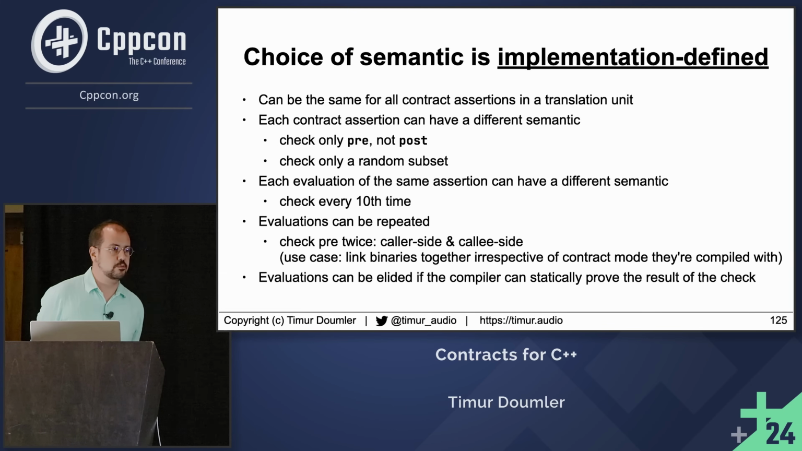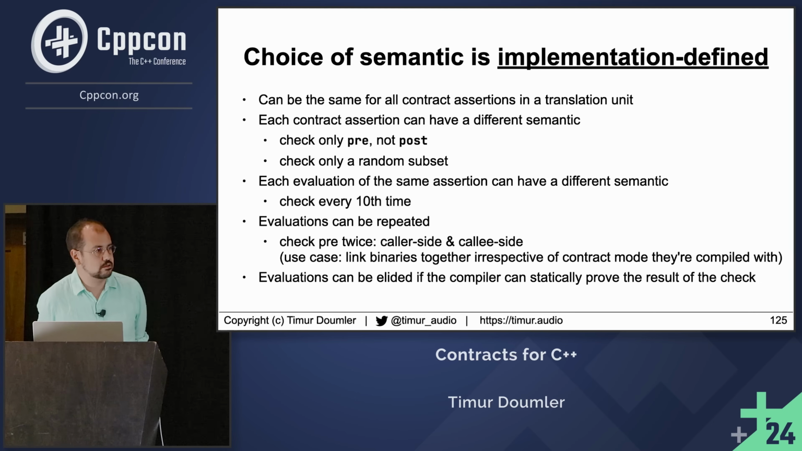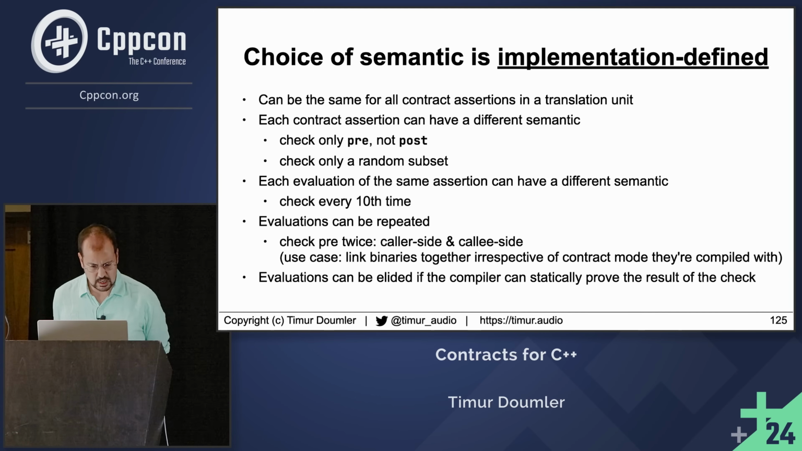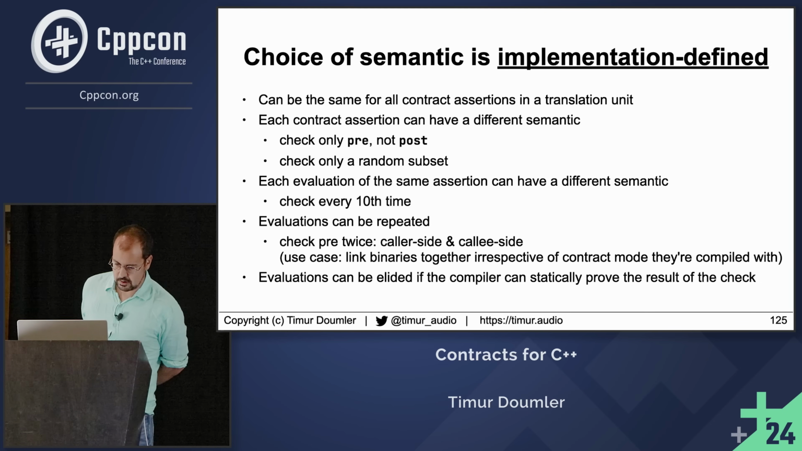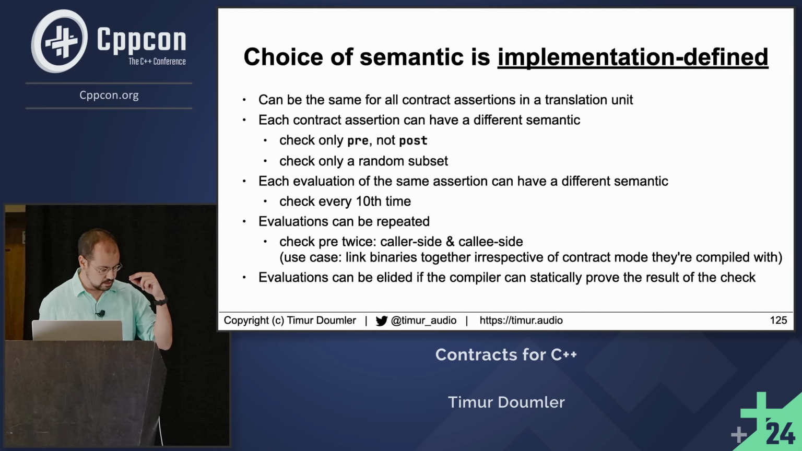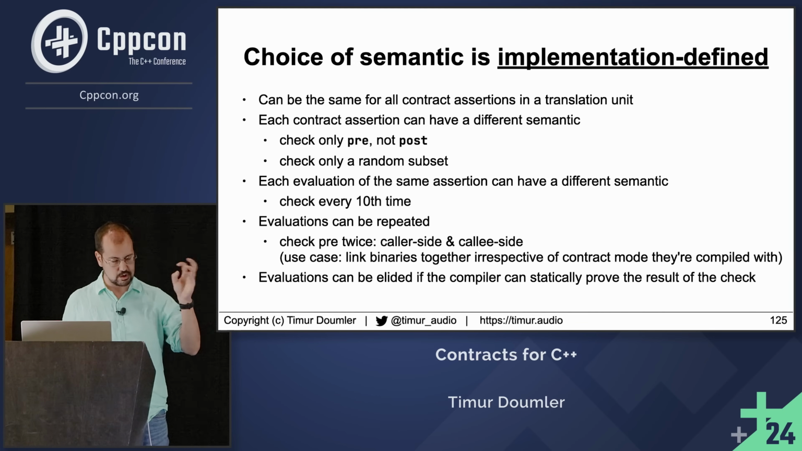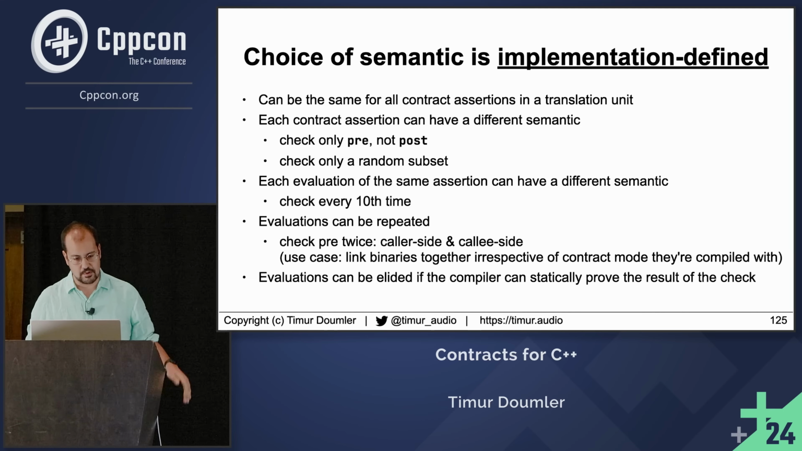You could only check pre and not post, right? That should be allowed. If a compiler wants to offer a flag to let you do that, that should be valid C++, so be specified accordingly. You could also want to just check a random subset or check an evaluation every 10th time. So you can't even assume that the same contract assertion will have the same semantic every time it's going to be evaluated. You can do very interesting things here.